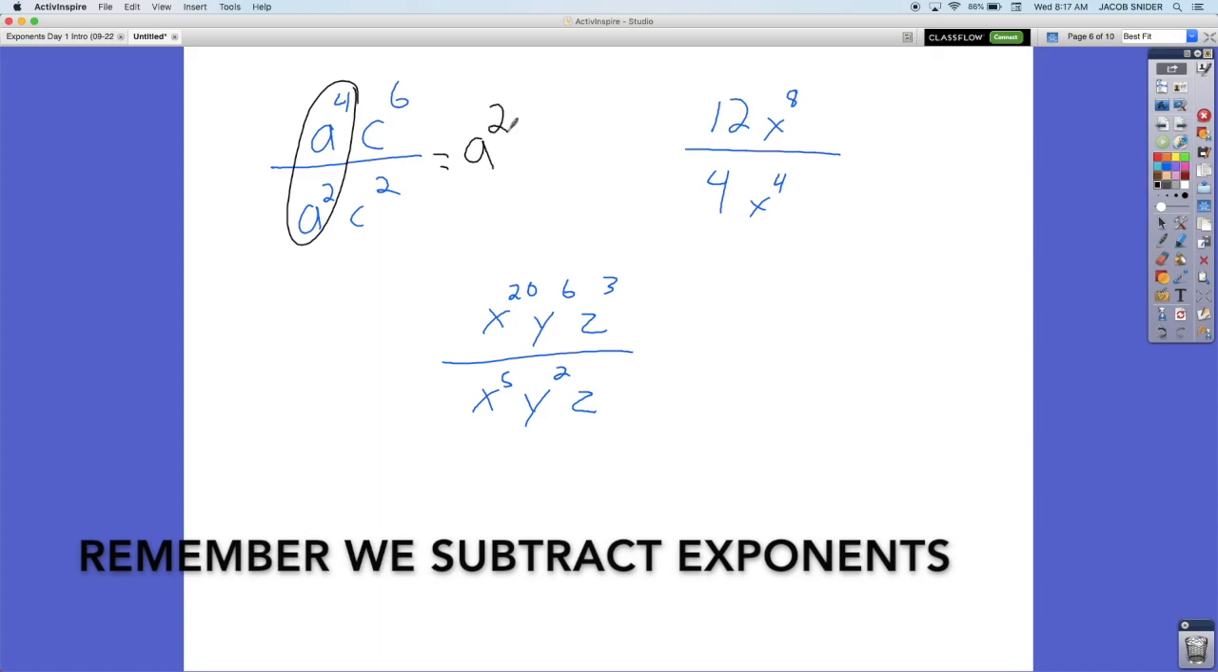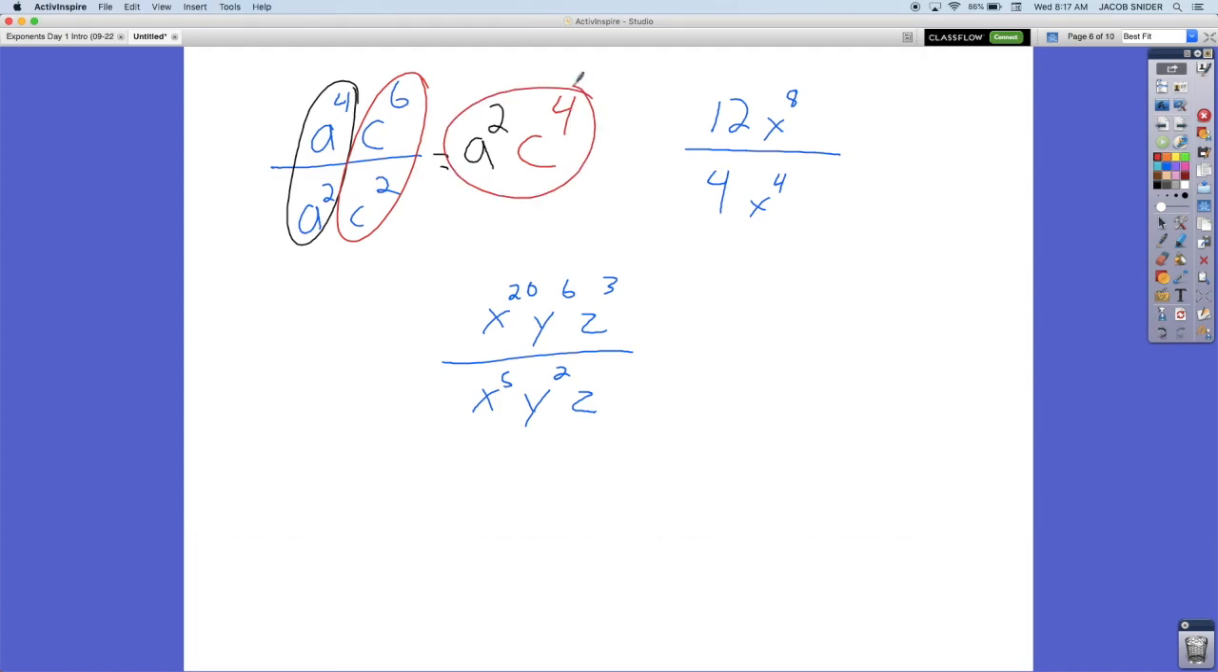Let's look at my C's now. How many C's do I have? So I got C as my base, 6, take away 2, 4. Okay? All right, let's try this one now.